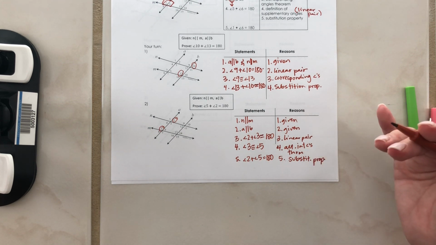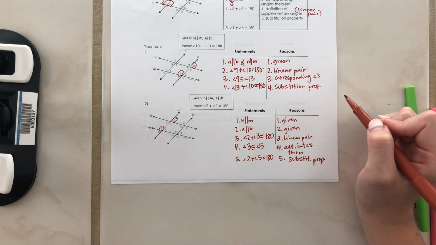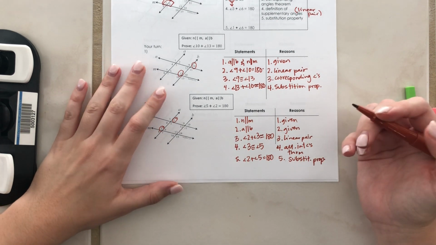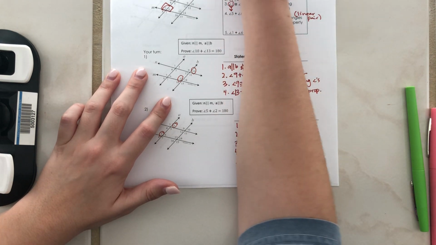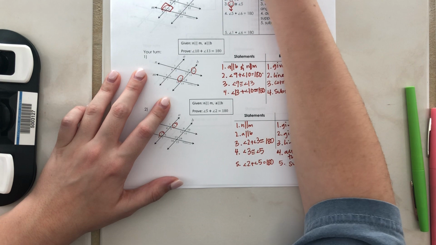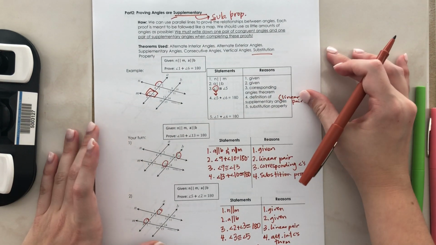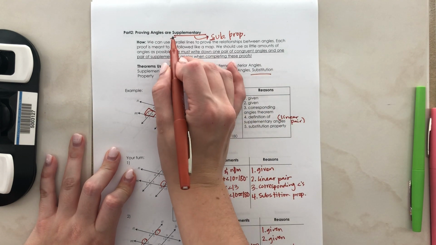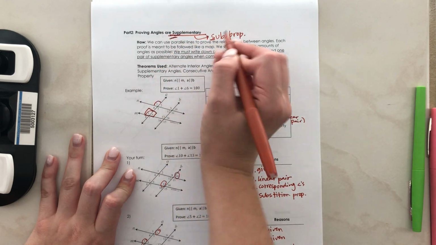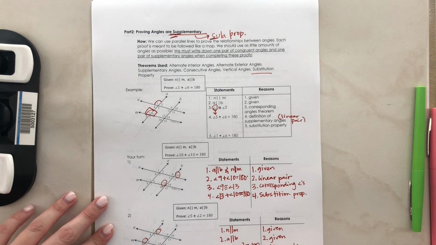So again with these, the biggest thing I see is that we mix up and put the transitive property here. When you're proving angles are supplementary, you're using the substitution property. Sorry, I don't know if you could see that as I was writing that. When you're proving angles are supplementary, we're going to use the substitution property. When we're proving angles are equal, we're going to use the transitive property.